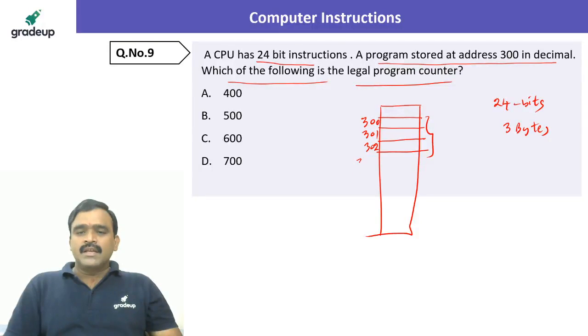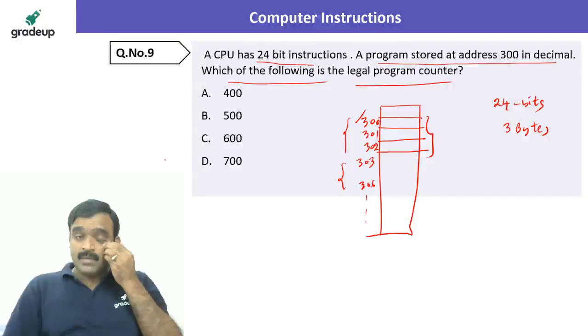Now at 303, the second instruction will start. Next 345, and at 306, the third instruction. Like that, instructions will go in a multiple of 3, because the initial address 300 is a multiple of 3. Then if it is a multiple of 3, only then is it valid, legal.